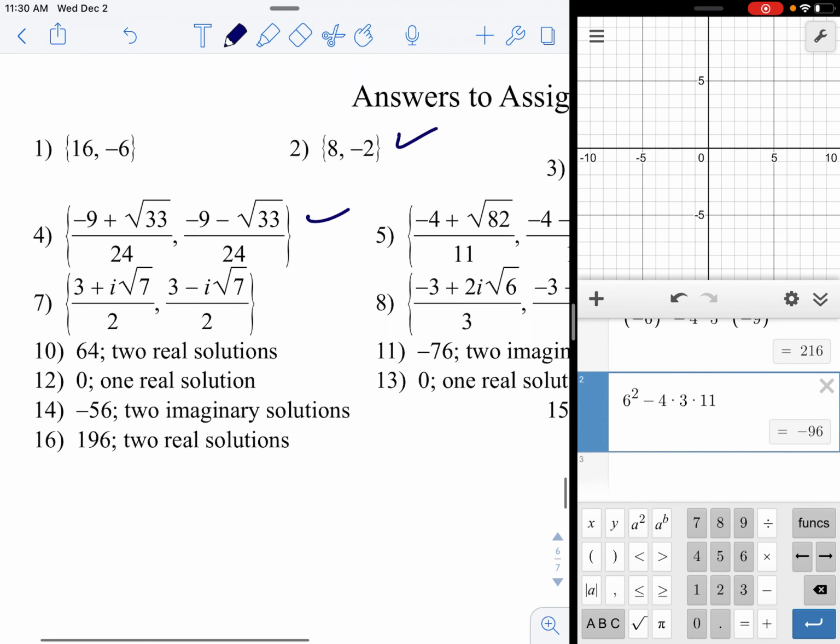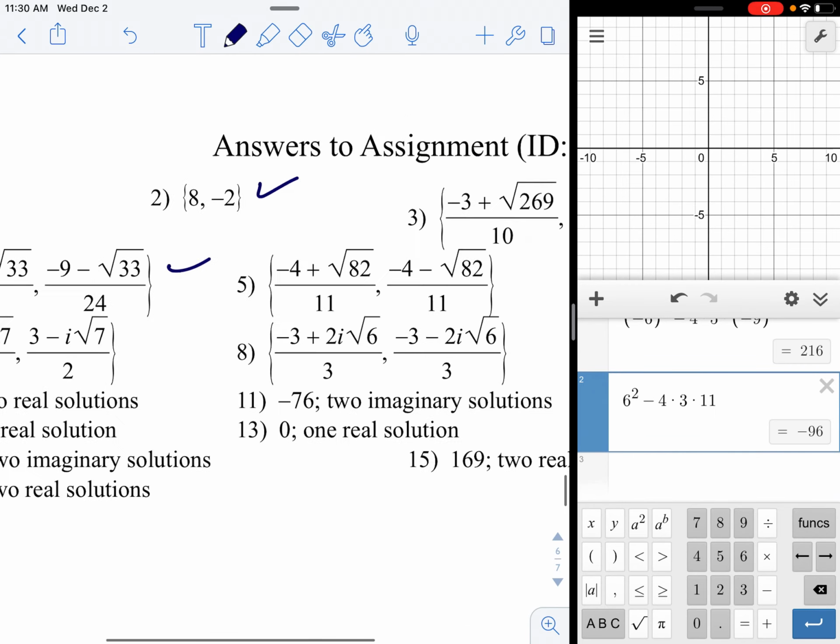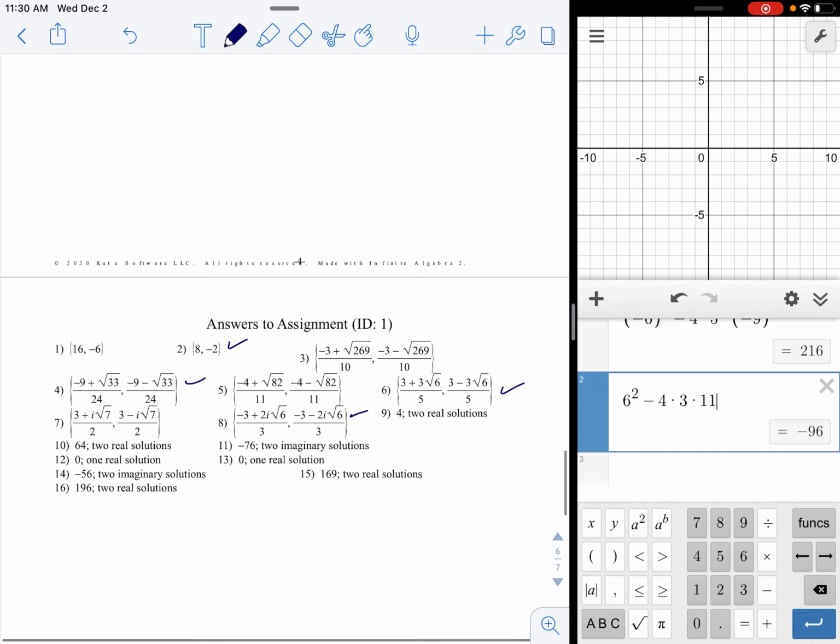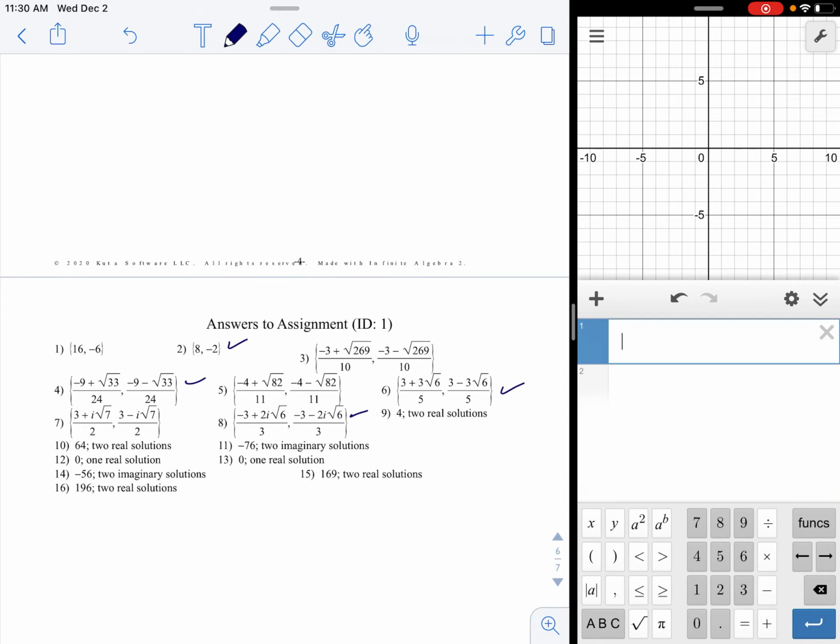Oops, wrong problem. Wrong problem. Good grief. All right, there it is. Negative 3 plus 2i radical 6 over 3. Yep, there they are. All right, so number 8 is about as bad as these get. If you can understand number 8, you should be able to do number 7. If you're having problems, this is where you definitely got to reach out and let me know so that I can help you with this.